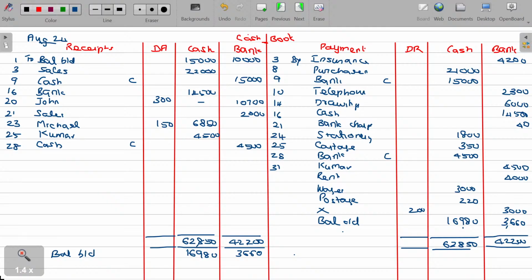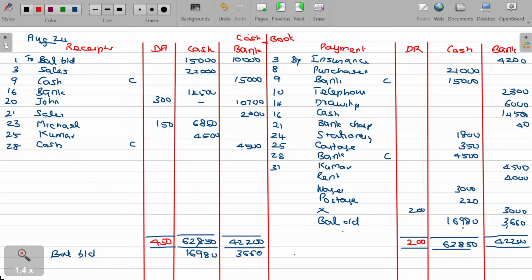What about the discount allowed and discount received column? Total this 450 and 200. You should not tally this. Why? Discount allowed is a separately different account. Discount received a different account. I need to show two accounts separately. Is that clear? So you can tally and get the balance for cash account and bank account. But you should not tally the discount allowed and discount received column because these two are totaled to different accounts.